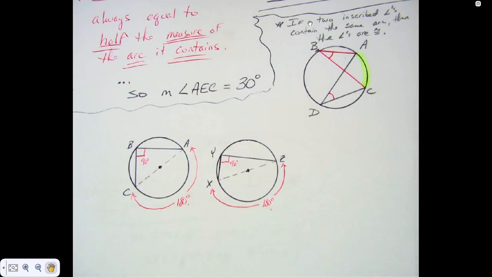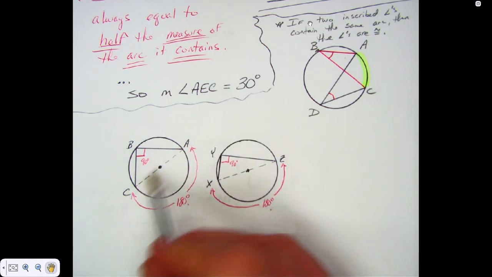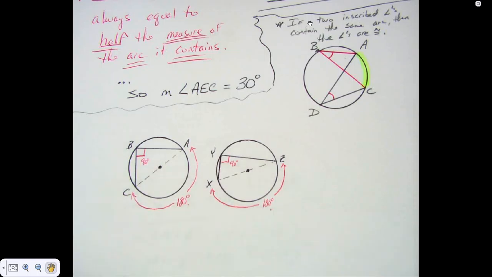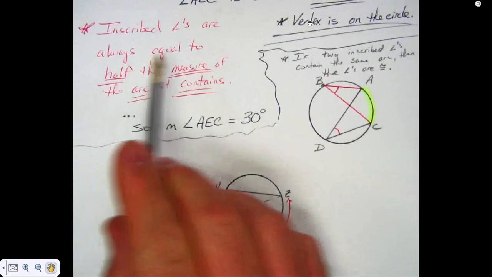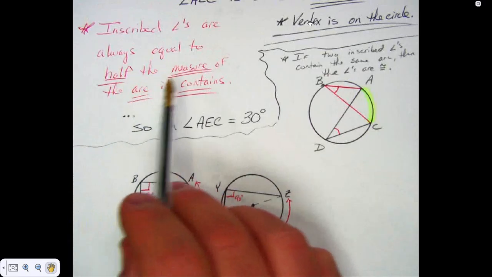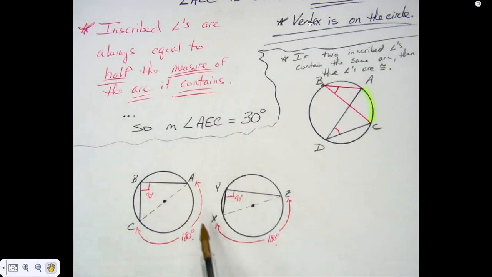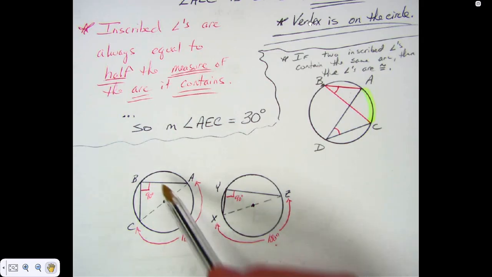We have a theorem about this in this section. That inscribed angles that hold the diameter are obviously always going to be what? 90 degrees. Because if it contains a semicircle, then of course it has to be half of 180. But that's really just an extension of saying what? Inscribed angles are always equal to half the measure of the arc it contains. This one contained half the circle, which means it contained 180 degrees, and half of that is 90.